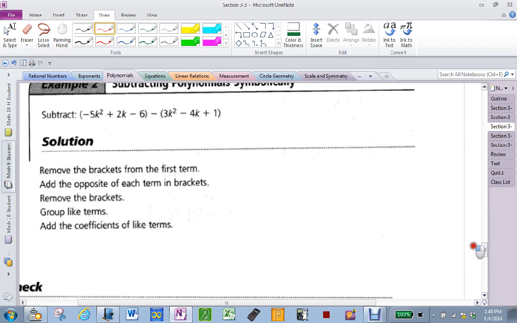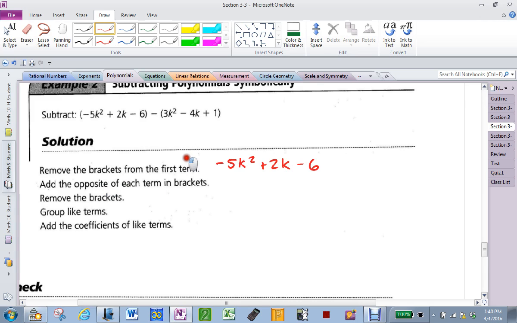Now, let's never use them again unless it's a test. Let's do this the way we actually know how to do it. All right? Please notice I have given you all the steps right here. It's pretty easy to follow. There's 2 trinomials, yeah? So the first step, remove the brackets from the first term. So, remove them. I get negative 5k squared plus 2k minus 6. Yes?